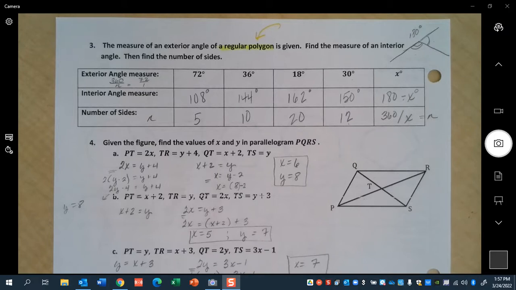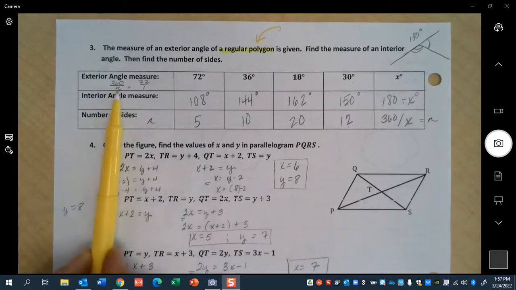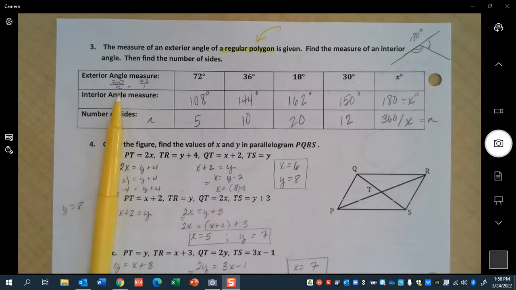And again, when I'm solving my proportion, I totally cheated. I swapped my means and just said, oh, 360 divided by 72 is equal to N. What questions do you have about that chart?